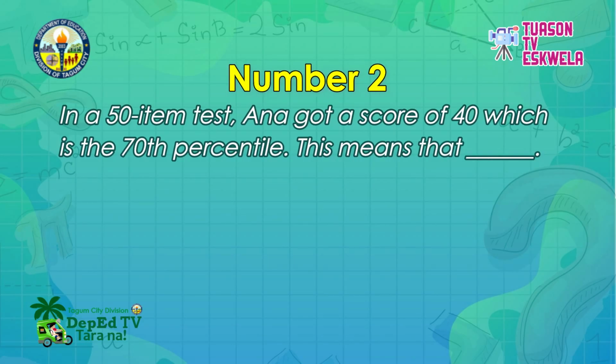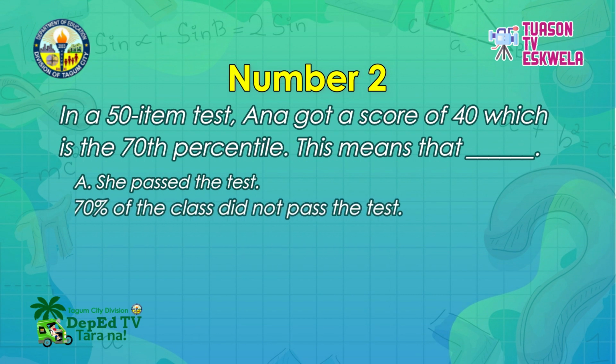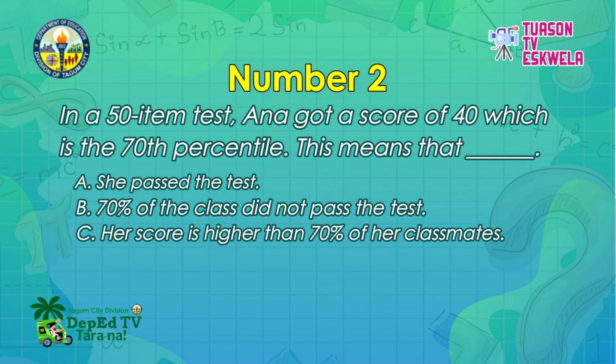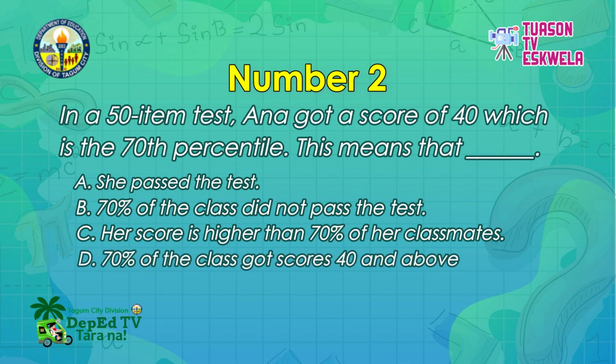For question number 2. In a 50-item test, Anna got a score of 40, which is the 70th percentile. This means that letter A, she passed the test. Letter B, 70% of the class did not pass the test. C, her score is higher than 70% of her classmates. D, 70% of the class got scores 40 and above. Your timer starts now.